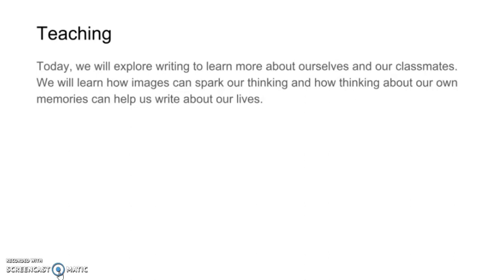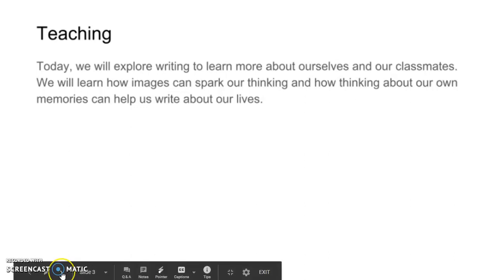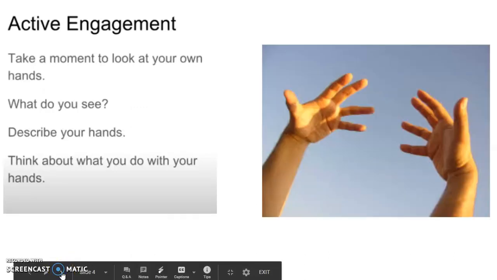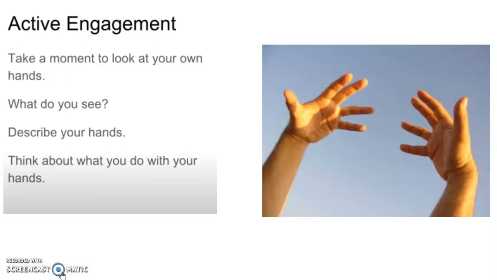So right now, we're thinking about ourselves, we're thinking about our memories, and we're thinking about writing in general to help us be better writers about our lives. So I want to take a moment here. Look down at your hands, and I want you to describe what you see. Maybe you say this inside of your head. Maybe you say it outside of your head to someone else inside the room. But what do you see when you look down at your hands?